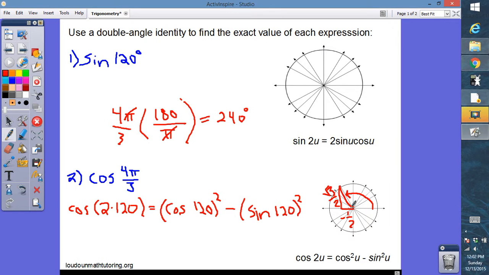When you're doing trigonometry, always draw your little unit circle triangles. It'll really help you visually understand the problem. So the cosine is negative 1/2. Now if you're doing this on a calculator, you better wrap that negative 1/2 in parentheses when you square it, because the negative times the negative is going to be positive. And our sine of 120, we knew from up above, is square root of 3 over 2. And because of our identity, we're going to square that.